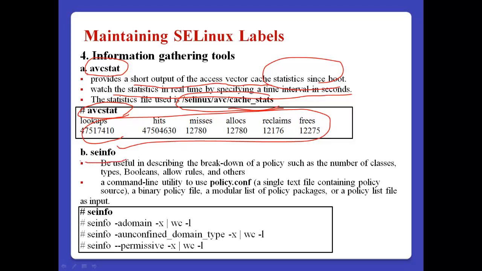And seinfo. This one is useful in describing the breakdown of policies, such as the number of classes, types, booleans, allow rules and others. This one, seinfo. And if we want to check only the domain, then we can use this kind of option. And if we want to check only the unconfined domain type and permissive, we can see how many lines seinfo shows or not.